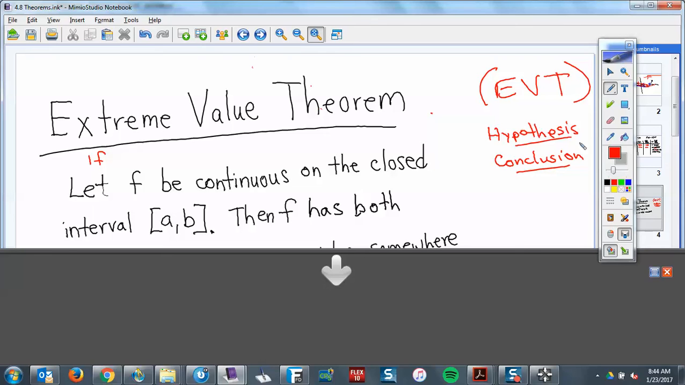Now, something we should talk about with theorems is that a lot of the questions in this section are going to ask you about the hypothesis and the conclusion of the extreme value theorem. Now, the title of the section is Why Continuity Matters. So, the hypothesis of the extreme value theorem is that f is a continuous function on a closed interval AB.